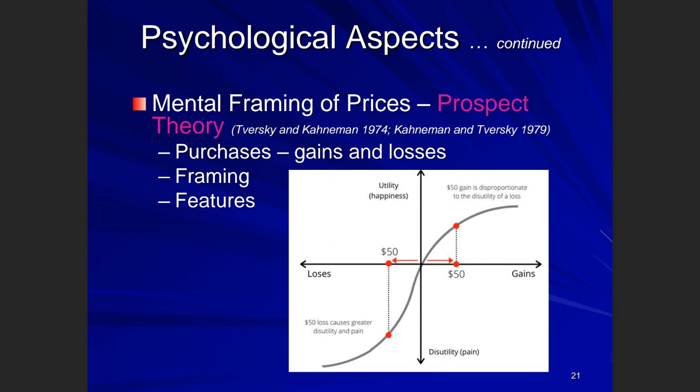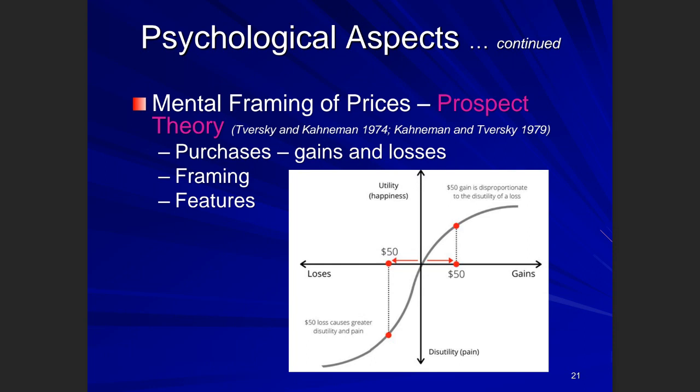We have losses and we have gains. And on the vertical axis, we have pleasure on the top and pain at the bottom. Getting back to what I said, we can compare the pain associated with a loss of 50 bucks to the pleasure that we get out of gaining 50 bucks. If we lose 50 bucks, it results in a set amount of pain.